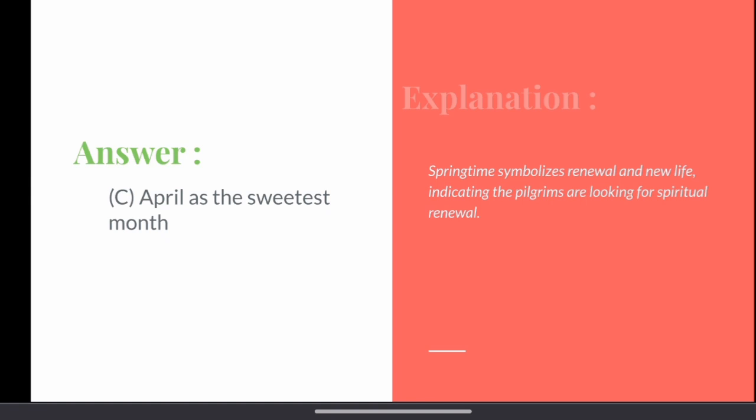So in the prologue of the Canterbury Tales, Chaucer has taken a great time in explaining the month of April, which is also a springtime in England, which symbolizes renewal and new life, and it indicates the pilgrims who are looking for a spiritual renewal.